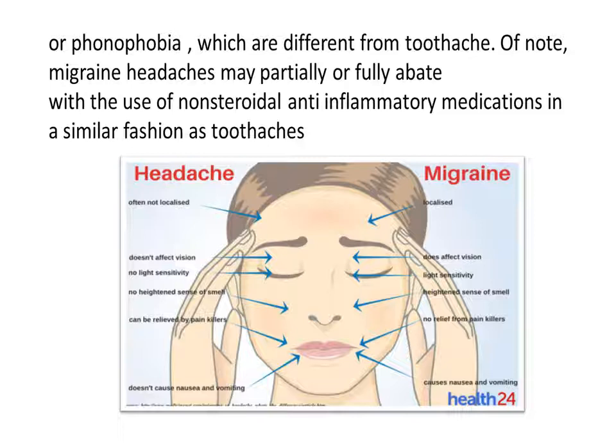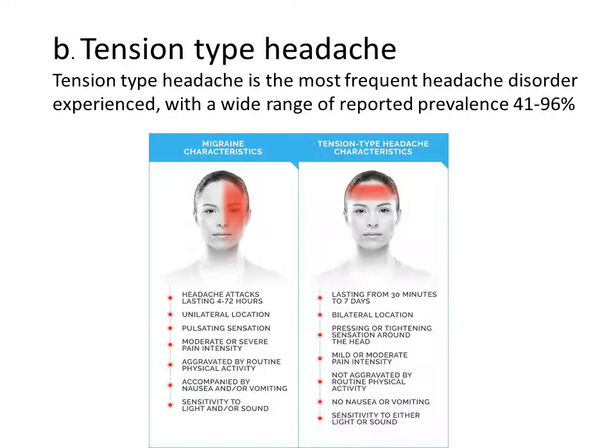Anyhow, the treatment used for such a case is also non-steroidal anti-inflammatory medication, similar to toothache. And this picture here can show you the difference. In a normal headache, pain is not localized. In migraine, it is localized and unilateral. It will affect the vision, cause light sensitivity, and heighten the sense of smell. With a painkiller, the pain will not stop. It might cause nausea and vomiting. None of these are there with the headache. History from the patient is key. Here comes number one.